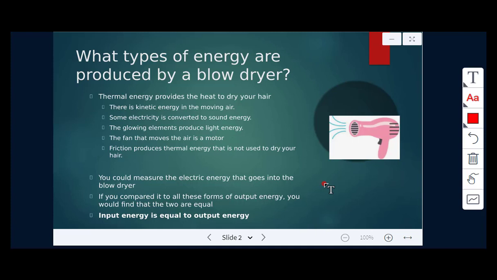Some of the electricity is converted to sound energy. The glowing elements produce light energy. The fan that moves the air is the motor. There's also friction that produces thermal energy that is not actually used to dry your hair. You can measure the electricity that goes into your blow dryer, and then if you compared it to all these forms of output energy, you would find that the two are equal. So input energy is always equal to the output energy.